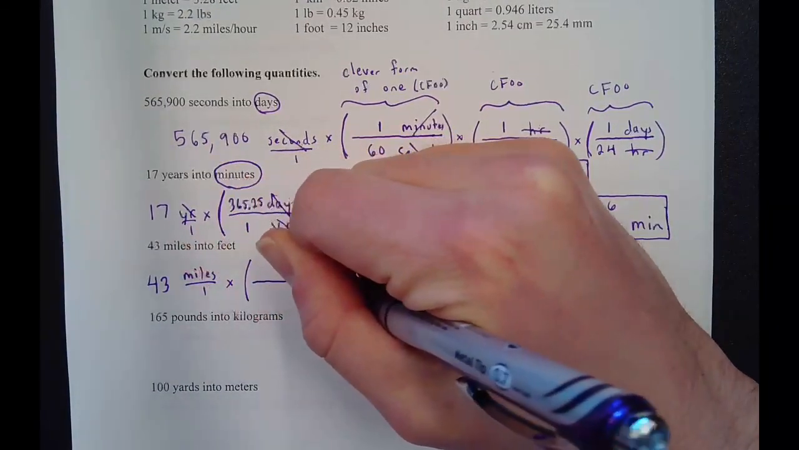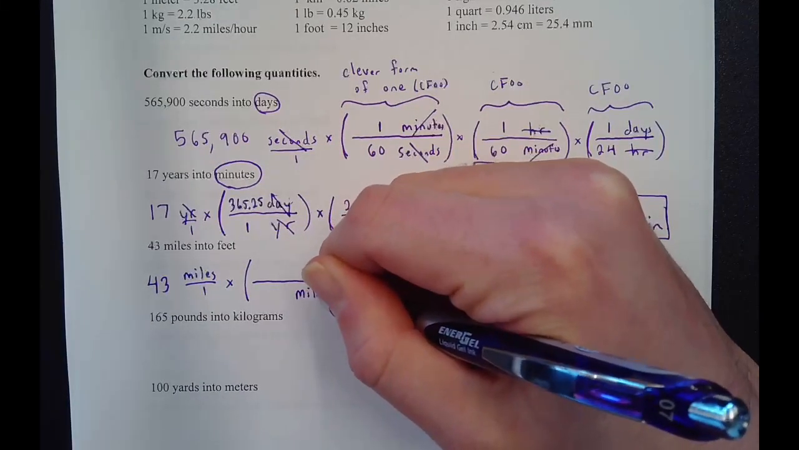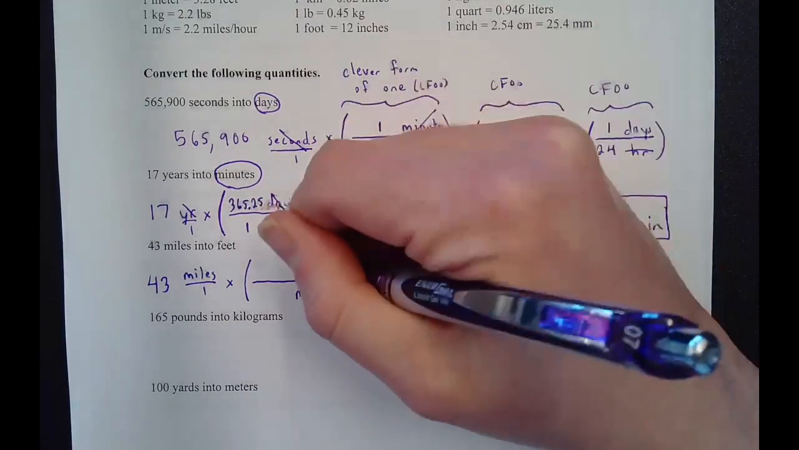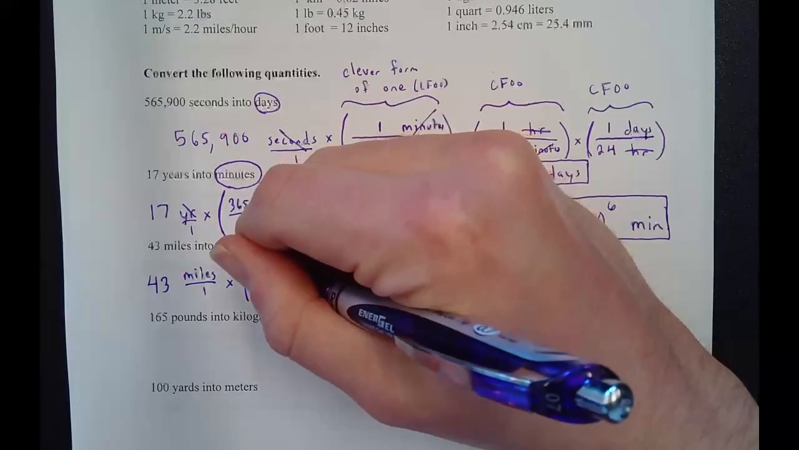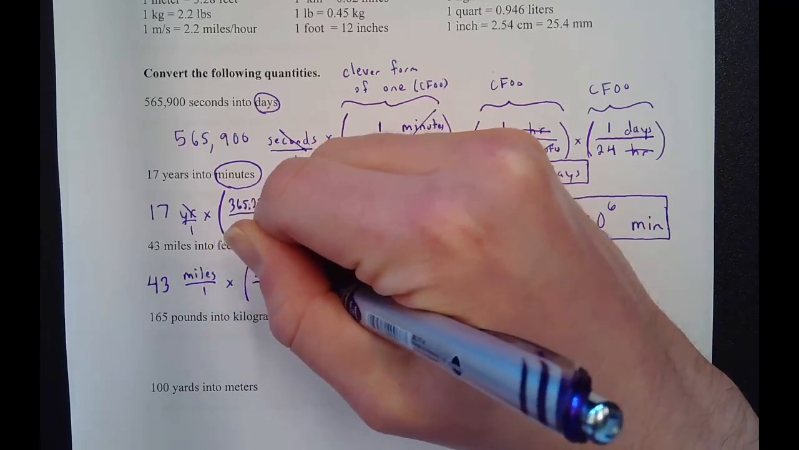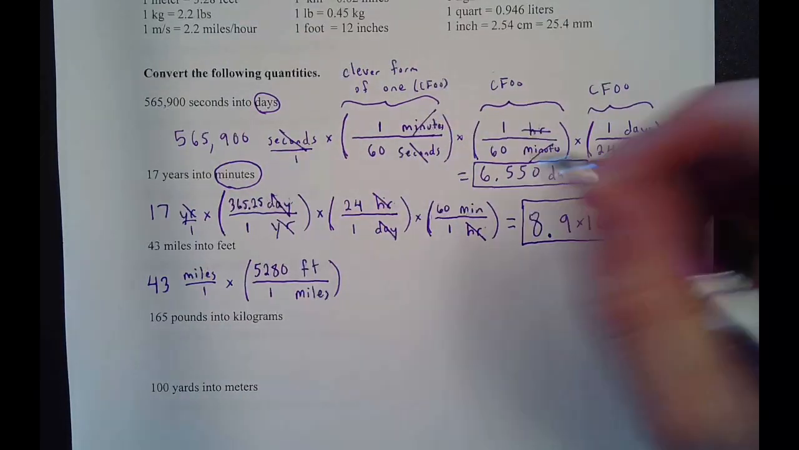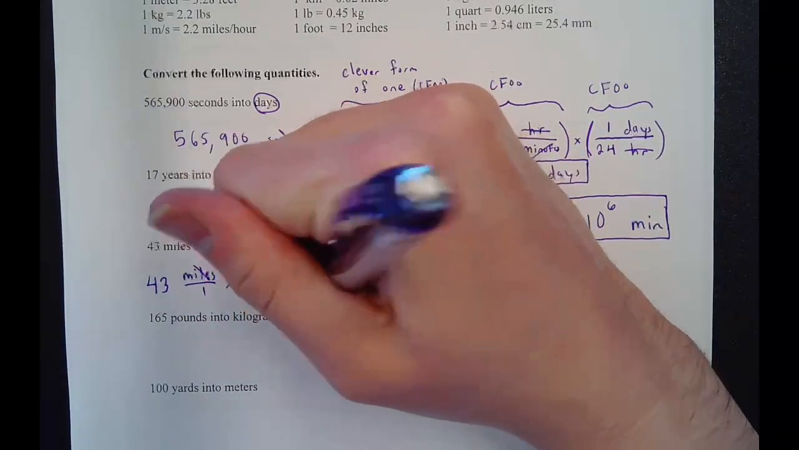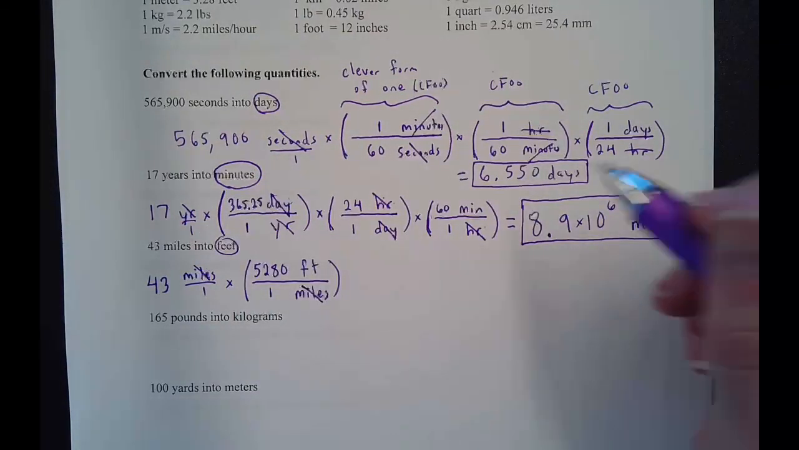I have miles in the numerator, so I need to put miles in the denominator here so it will cancel. And I want feet in the end. And I just read from the conversions on top that there are 5,280 feet in 1 mile. Miles will cancel with miles, and I'm left just with feet, which is the unit I wanted. So, this one's pretty straightforward.